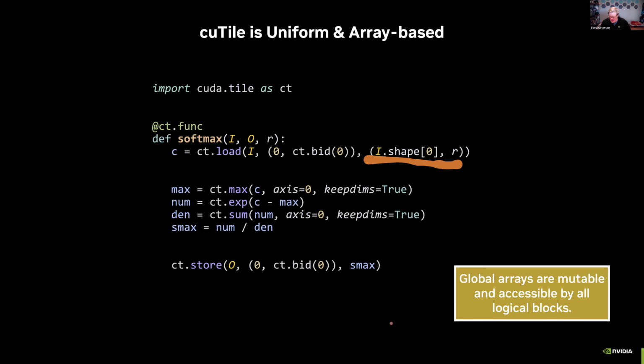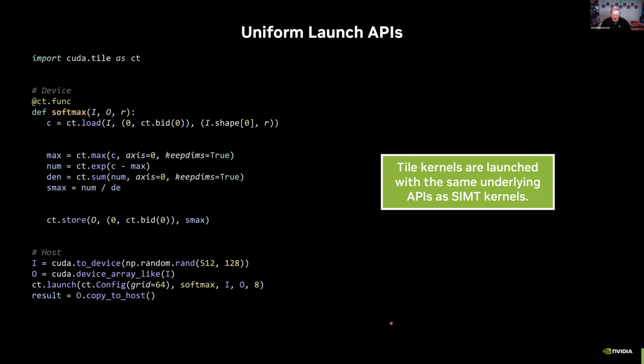So that's a redundant slide. Sorry about that. So the kernels are launched with the same underlying APIs as SIMT kernels. And what that means in practice is that this is using a lot of the same mechanisms that you previously would use with, say, CUDA for Python or CUDA C++. And so a lot of the same mechanisms are used. We're not reinventing the wheel everywhere here. It's going to be syntactically similar to what you've come to expect out of CUDA.